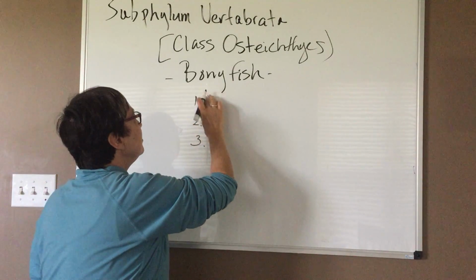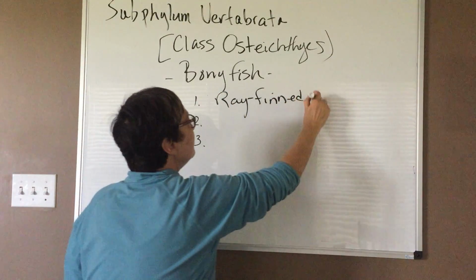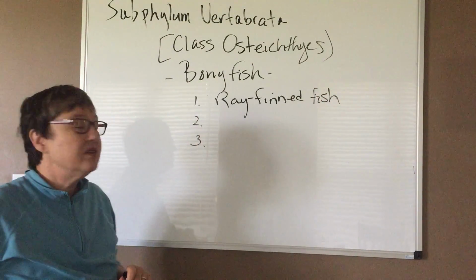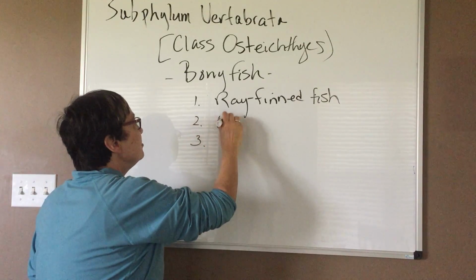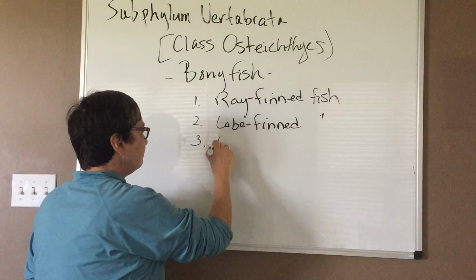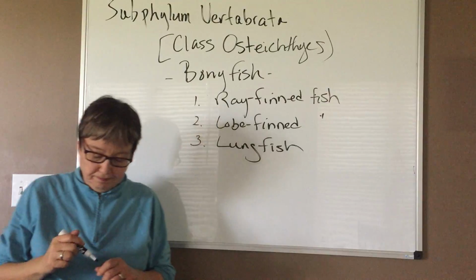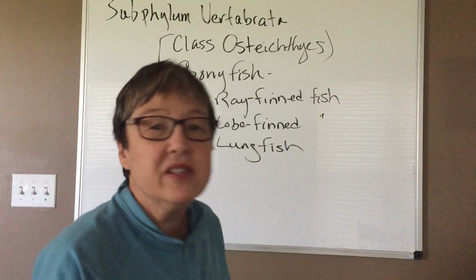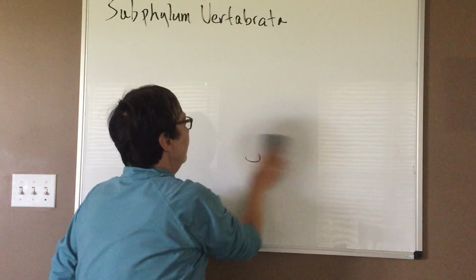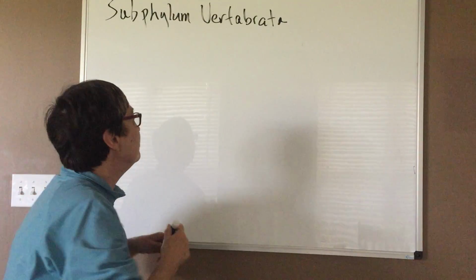We're going to talk about the ray-finned fish, which are the fish that you're probably most familiar with. In addition, there's a group that's called the lobed-finned fish, and the last group are called the lungfish. All right, so let's take a look at some of the characteristics of this group as a whole. Some general features.